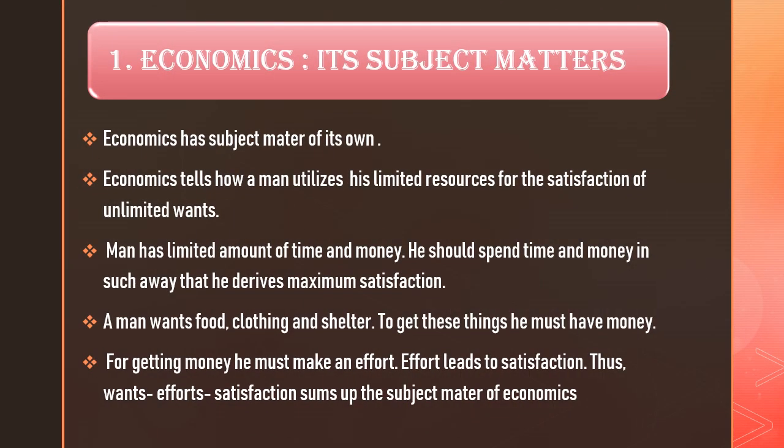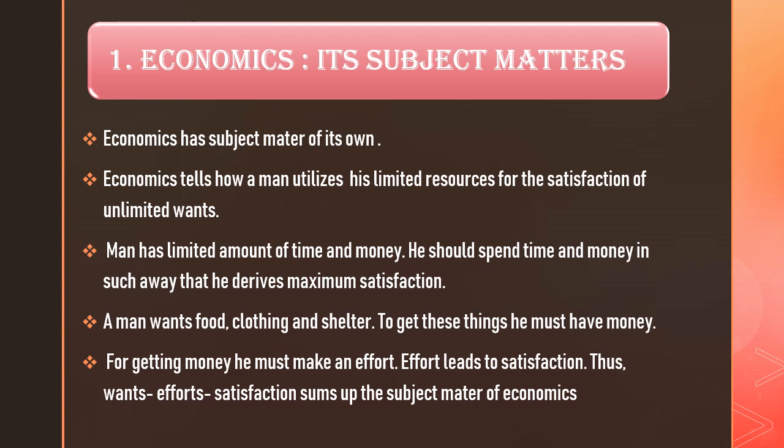So here I wrote the important points, like economics has a subject matter of its own. Economics tells how a man utilizes, means uses, his limited resources for the satisfaction of unlimited wants. This is a very important line which you have to understand. It means that we are living in a world where the resources are limited, where the things which are used to satisfy our needs and wants are limited. But you know very well that our needs are unlimited, and we have to decide which need is very important. What need should be satisfied first?